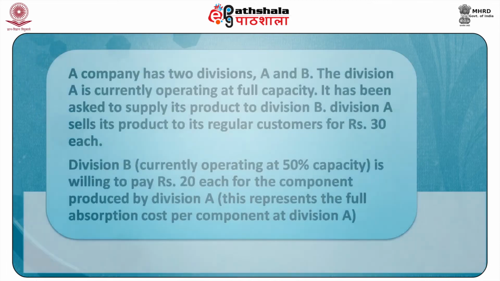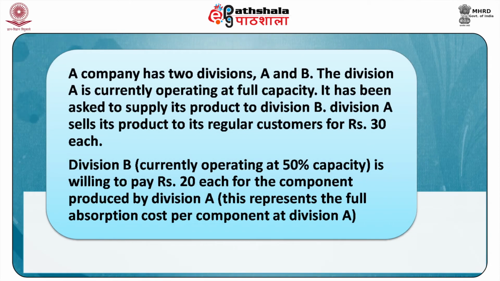A company has two divisions, A and B. Division A is currently operating at full capacity. It has been asked to supply its product to Division B. Division A sells its product to its regular customer for rupees 30 each. Division B, currently operating at 50% capacity, is willing to pay rupees 30 each for the component produced by Division A.